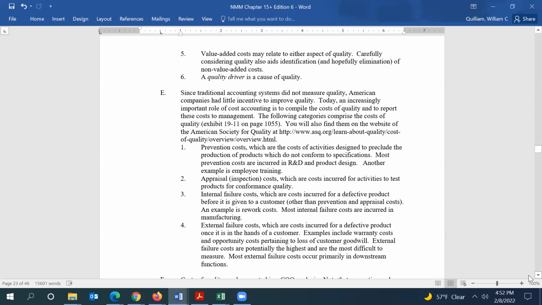Non-value-added cost doesn't. So carefully considering quality also aids the identification and hopefully elimination of non-value-added costs, because let's get rid of them. They're not adding any value.